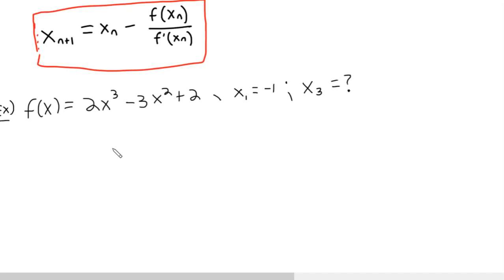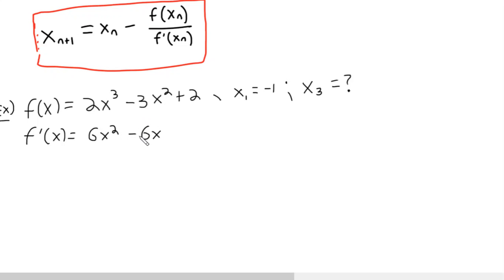But before I do any of that, let's just start by taking the derivative of this guy, because I can see that in my formula, I'm going to need the derivative. So this is just basic power rule. This is basically just going to be 6x squared minus 6x. Okay, so far so good.